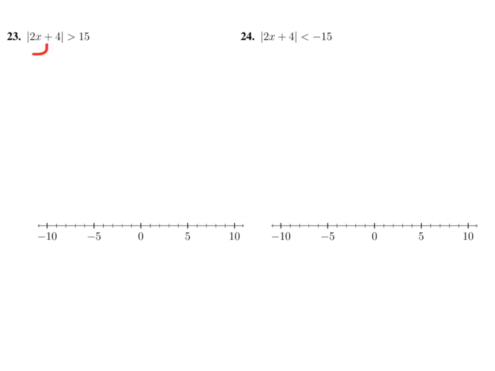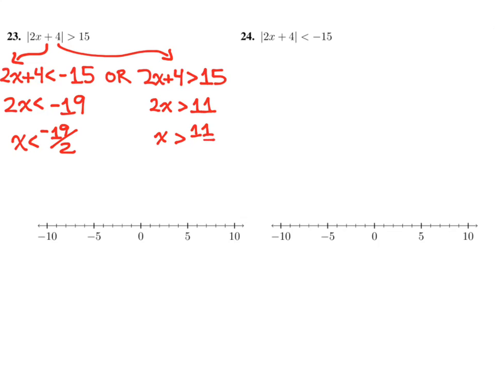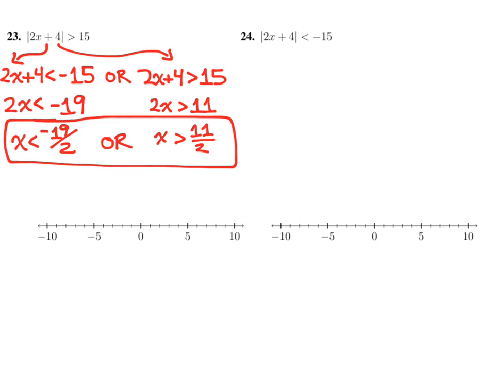So again, we're going to break this bad boy into two separate problems. One less than the negative version, and one greater than the positive version. Take a second and check that out. And then you go ahead and solve each of them separately. You subtract the 4, and then you divide by the 2, -19/2. On the other one, you subtract the 4, and then you divide by 2, so you have 11/2. Now this time, of course, it's "or," as always, and you got a less than and a greater than, no "or equal to," so you got open dots, and then arrows go the way to match.